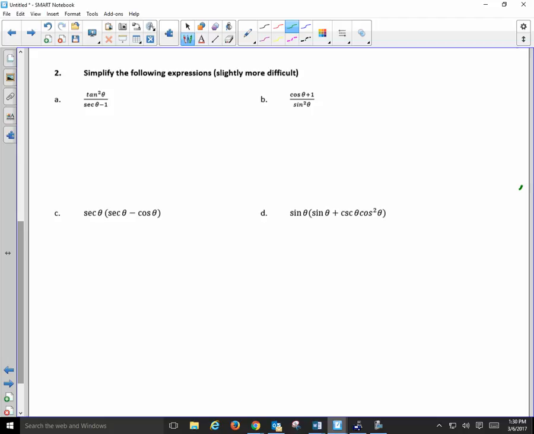Let's unfactor tangent squared. So didn't we just state from up above that tangent squared was the same thing as secant squared minus 1? So now I have this piece. I have secant squared minus 1 over secant minus 1. Well, we talked at the beginning of class how secant squared minus 1 is the difference of two squares, right? So how's that factored?